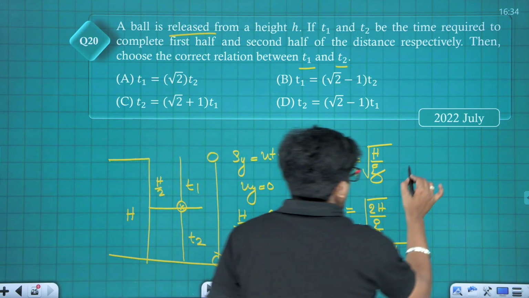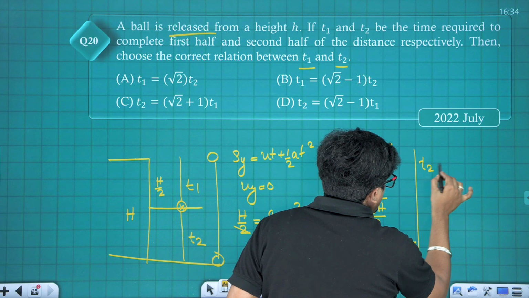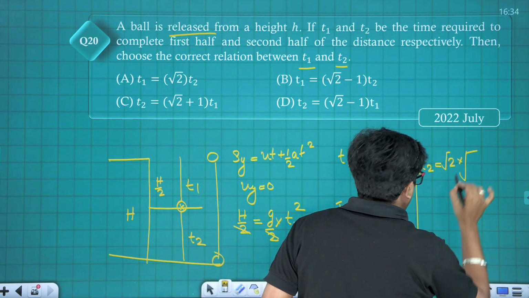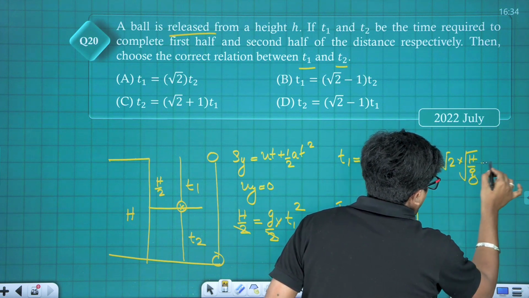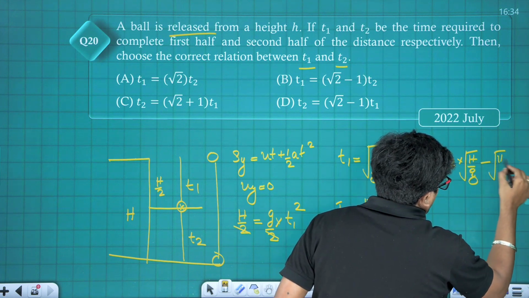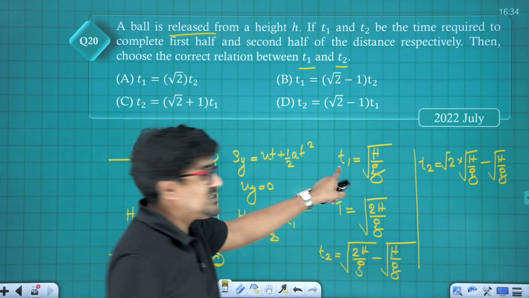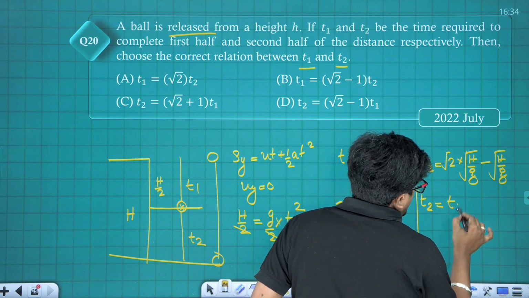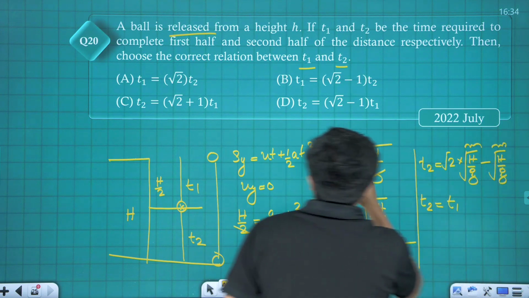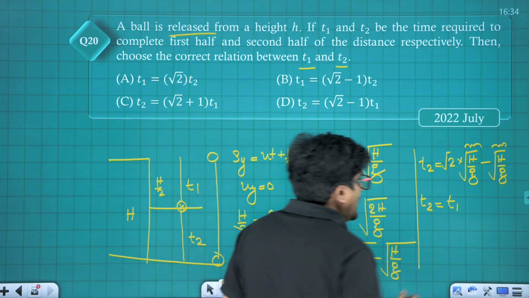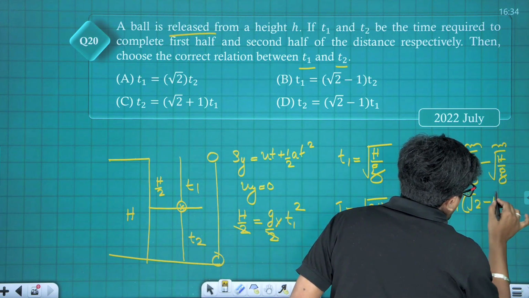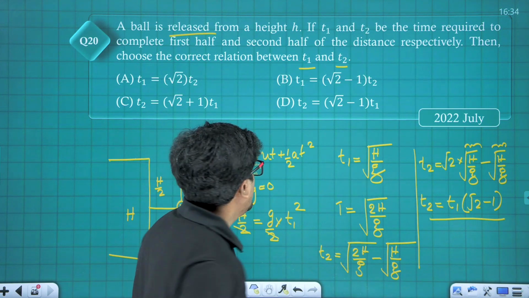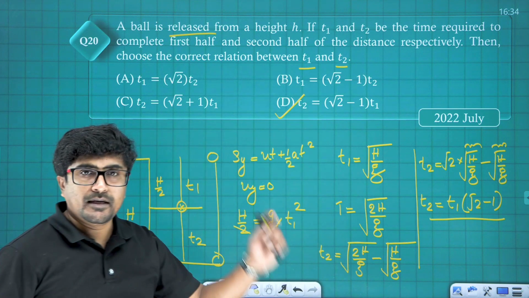Now have a look. I can mark this as t2 equals root of 2 into root of h by g minus root of h by g, and root of h by g is t1. So I can have the final expression as t2 equal to t1 coming out, because root of h by g is t1. So t1 can be taken out, and here it is going to be root 2 minus 1. So t2 is equal to root 2 minus 1 times t1. That means option D is going to be the correct answer.